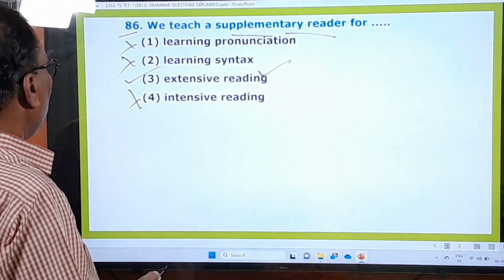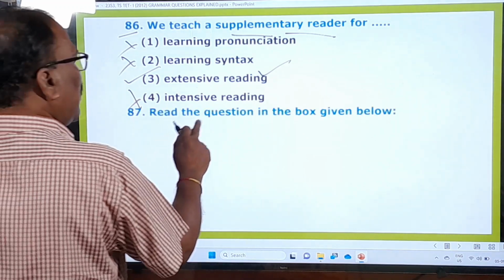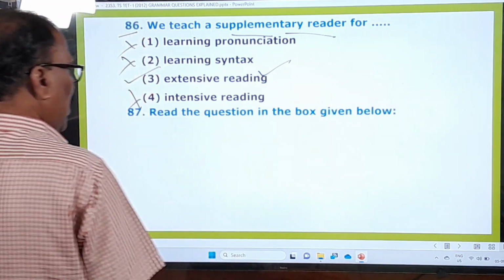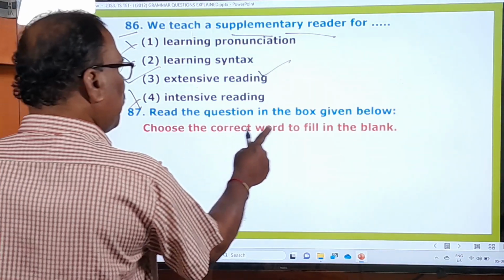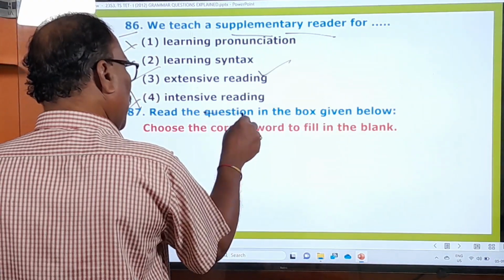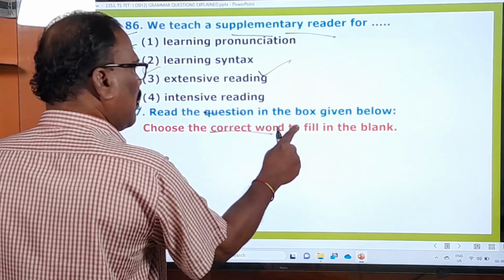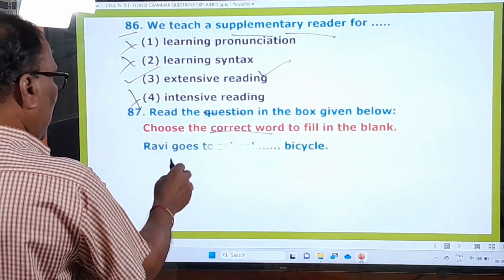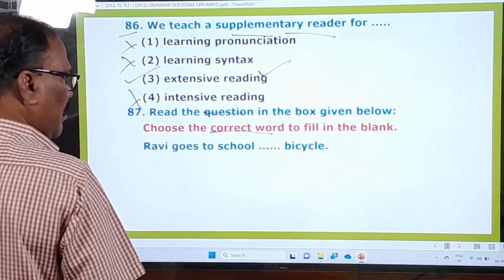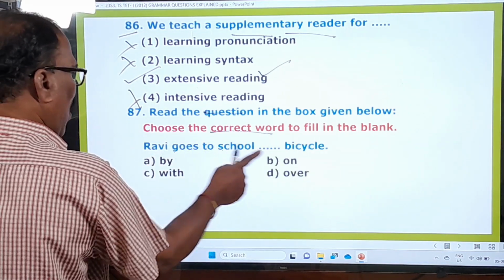Now you go to the 87th question. Read the question in the box given below. He is asking you to read the question. What is the question given here? Choose the correct word to fill in the blank. Ravi goes to school dash bicycle. The dash is: by, on, with.